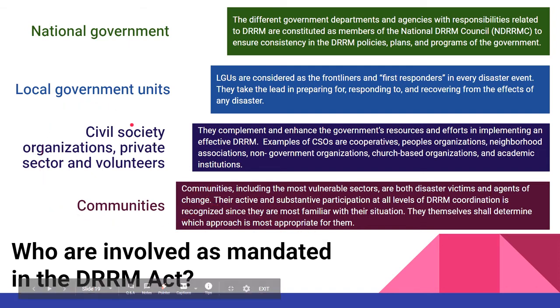Then the next level would be the CSOs, civil society organizations, private sectors, and volunteers. They complement and enhance the government's resources and efforts in implementing effective disaster risk reduction management. This includes cooperatives, private organizations, neighborhood associations, NGOs, church-based organizations, and even academic institutions.